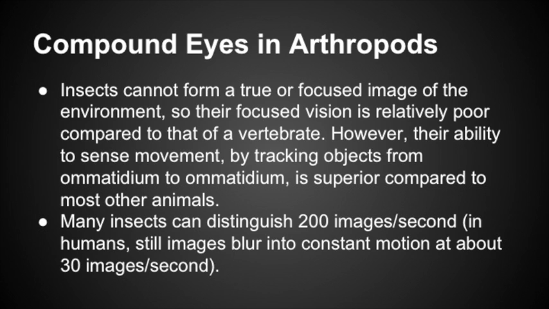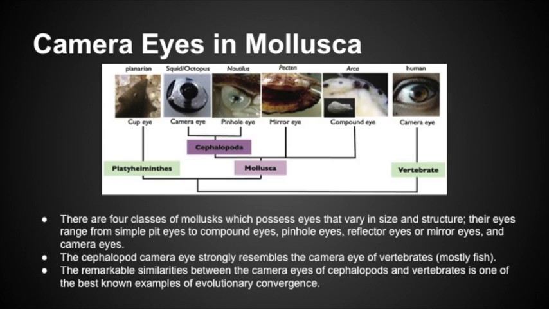Many insects can distinguish 200 images per second, while in humans, still images blur into constant motion at about 30 images per second. Next, we will discuss the camera eyes found in some mollusks.